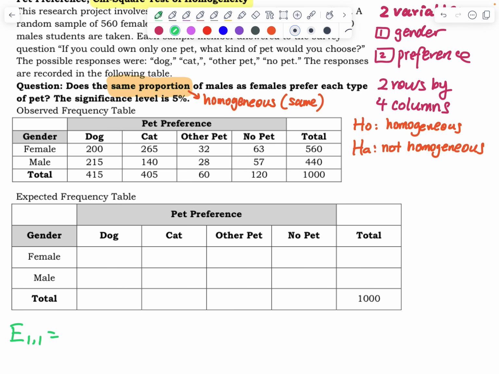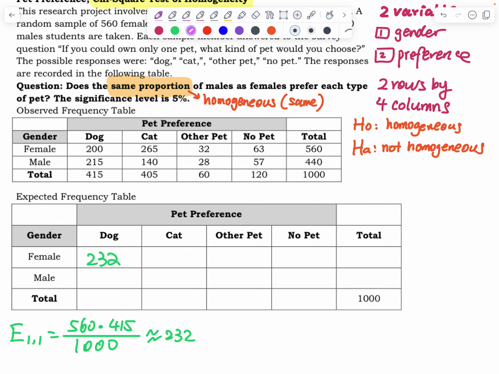I will take the row total times the column total, or the other way around because it's multiplication. I will say row total multiplied by column total and then divided by the grand total. This one you do need to approximate. I have 232, so this one is 232.